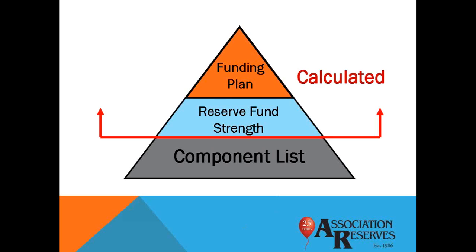This pyramid represents the relationship of these 3 key reserve study results. The component list serves as the foundation by spelling out the scope and schedule of the association's major common area repairs and replacements. The reserve fund strength is a calculated ratio that compares your actual money in reserves to the current amount of reserve deterioration at the association, called the fully funded balance. The funding plan is simply a plan of regular contributions and special assessments, but only when necessary, to allow the association to perform the repair and replacement projects in a timely manner.